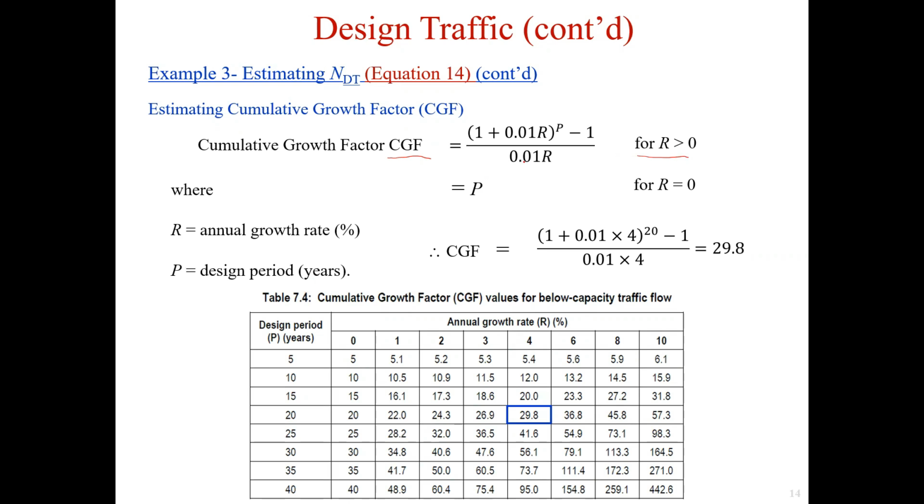On the other hand, we can also find the value of CGF from table 7.4 as shown below, where the second horizontal row is the annual growth rate and the first vertical column is the design period in years. We could also find the value of 29.8 from this table. The horizontal row is 4, and the vertical is 20. So we can find this value. So there are two ways of getting the CGF.